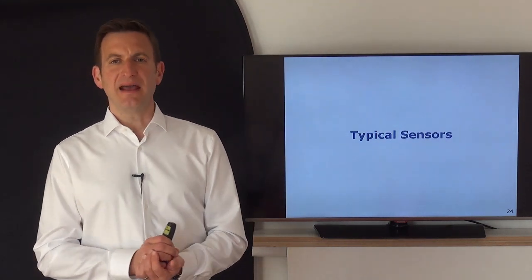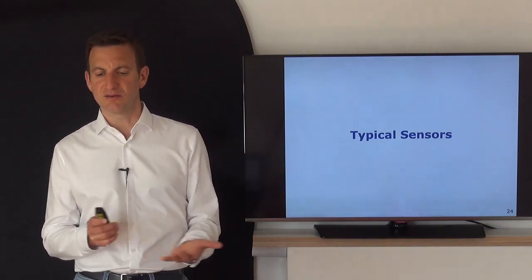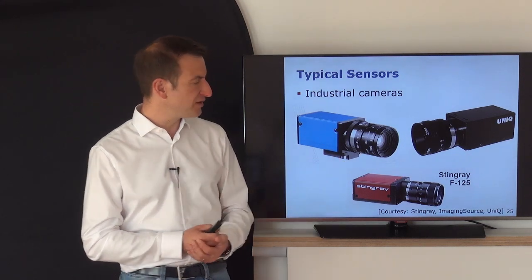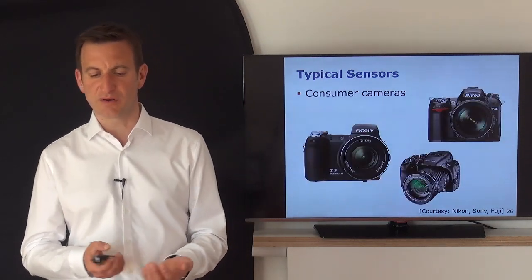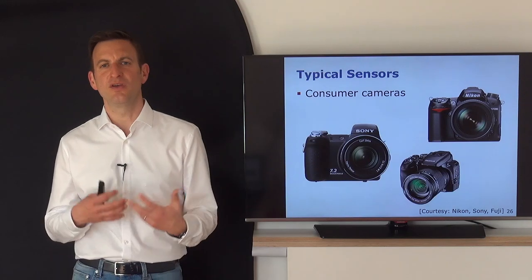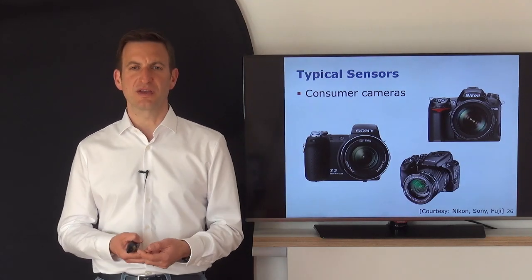Okay, then I would like to very briefly talk about what the typical sensors used in photogrammetry are. As I said, we will mainly use cameras here. These can be standard industrial cameras, but also standard consumer cameras like your SLR or your mobile phone, which we can use for acquiring camera images, and then we basically work with those camera images.